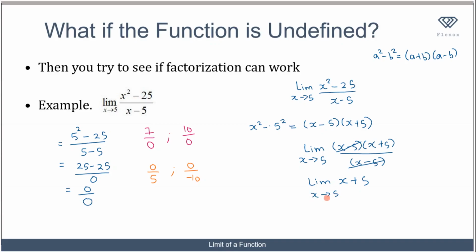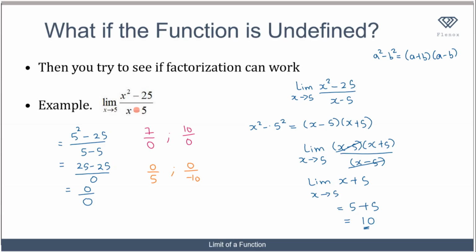Now when I substitute this value into this expression here, I get a definite, defined result. So if I substitute the value of x as 5, I have 5 plus 5, and that gives me what? That gives me 10. So the limit of this function as x tends towards 5 is equal to 10. So you should take note, when you try to solve it directly, if the denominator works out to be 0, you try to see if factorization can work out.